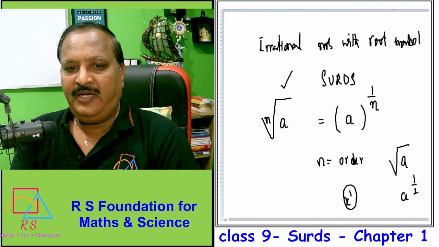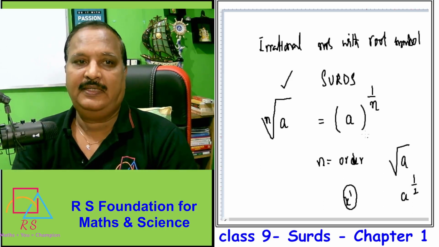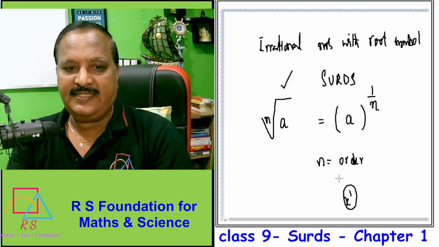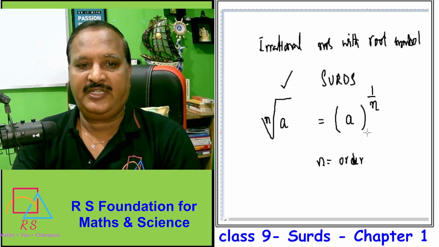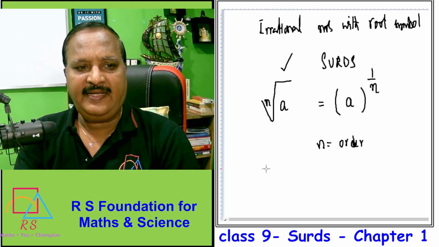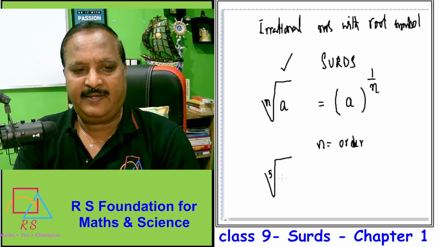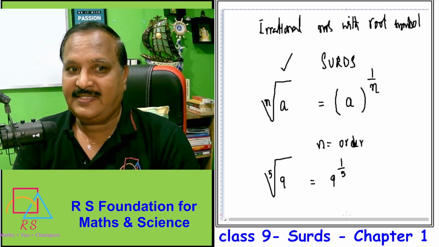If there is no number in the corner of the root symbol, we call it the square root. Square root means the power half. So this is the surd notation, a surd irrational number. This surd we can convert into exponential notation. This is an nth order surd. If I write 5 in the corner and 9 under the root, then it is 9 to the power of 1 upon 5. This is what a surd is.